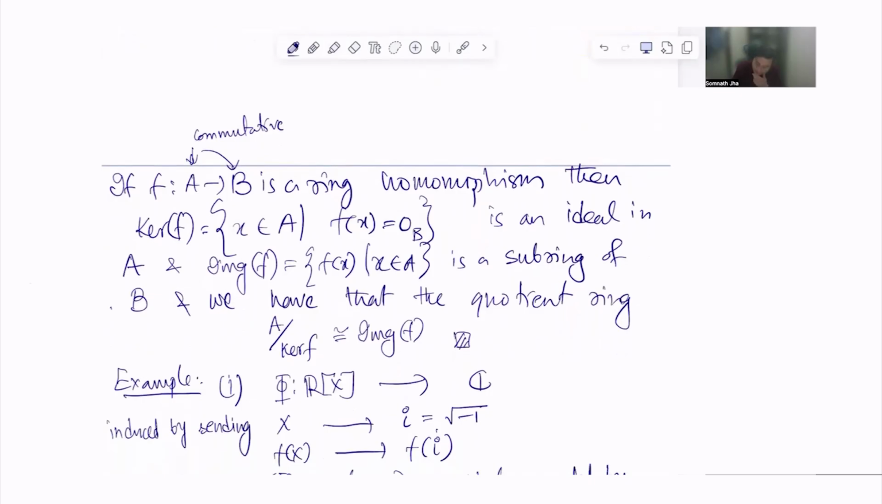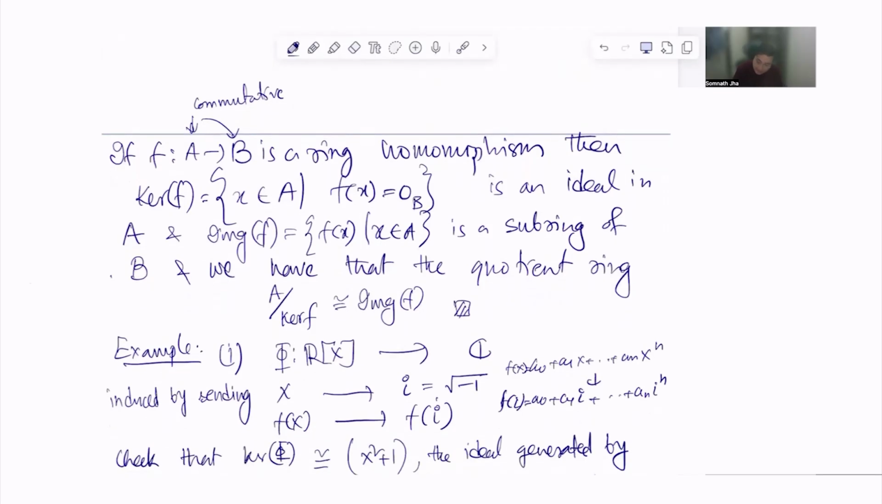So f(x) goes to f(i), in other words, f(x) to f(i). If you have a0 plus a1x plus ... plus an x to the power n, this goes to a0 plus a1 i plus ... plus an i to the power n. So f(x) goes to f(i). This is the map.